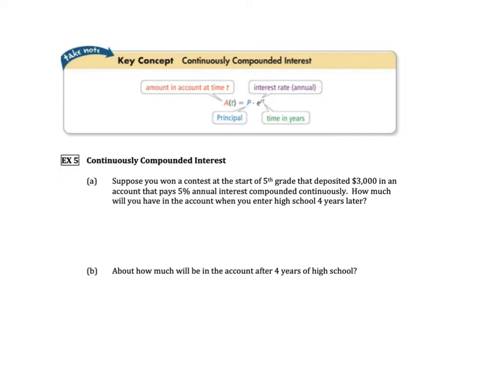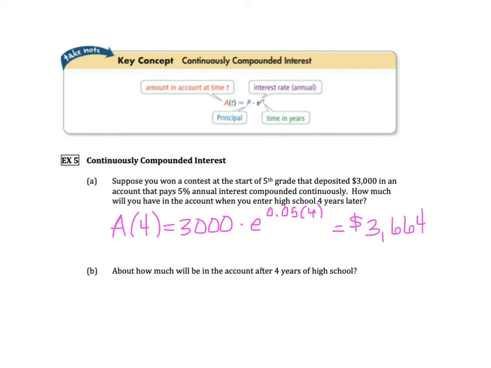So here's what we've got. A of 4 equals 3,000 times e to the 0.05 times 4 power. And we can put this right in our calculator. And we get about $3,664.